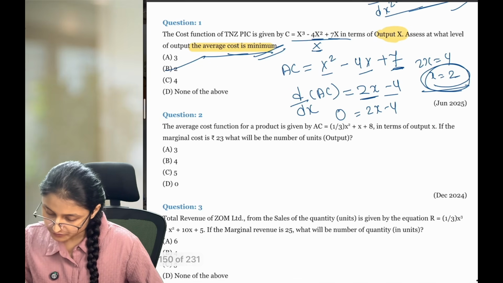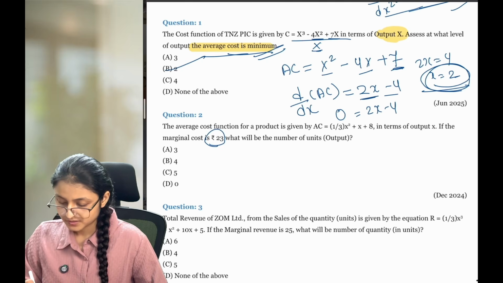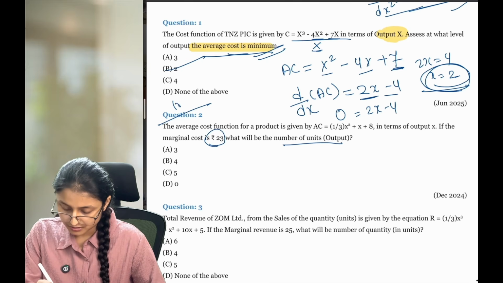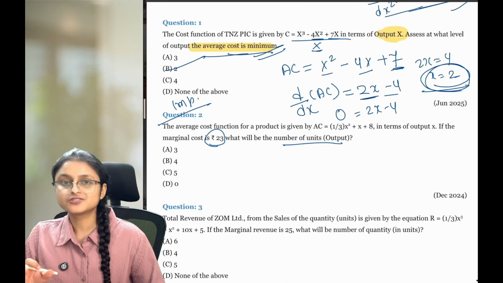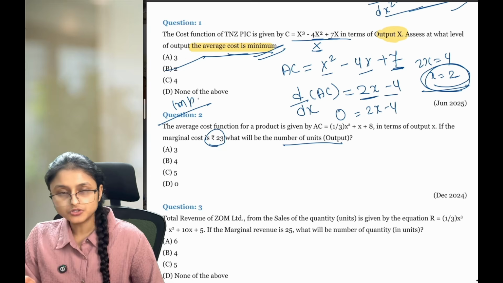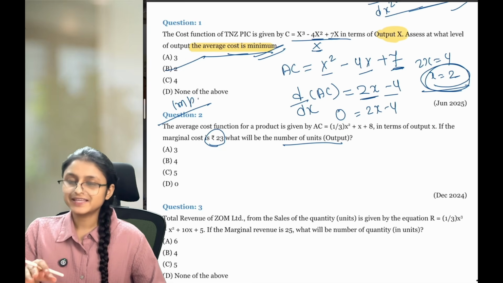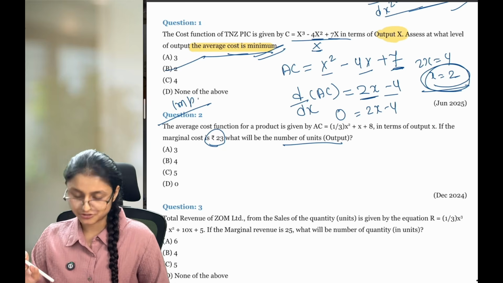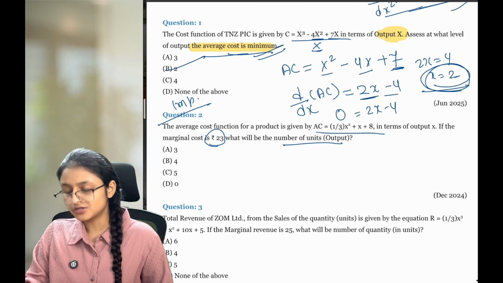Next, the average cost function is given to you and marginal cost is given to you as 23. You need to find out the output. Now this is an interesting and important question. From average cost, there is no direct relation with marginal cost. What to do? First, you need to convert your average cost to total cost, and then if you calculate the first order derivative of your total cost, that is exactly equal to marginal cost.